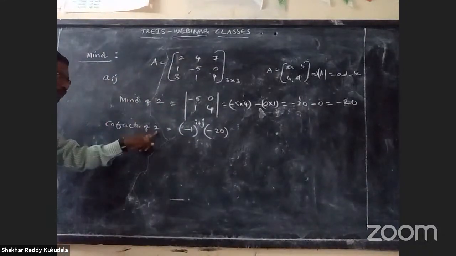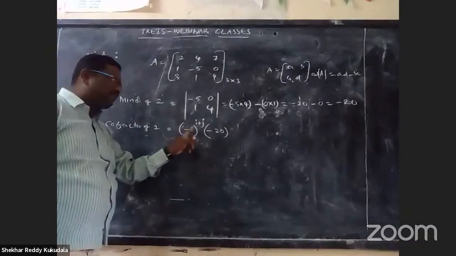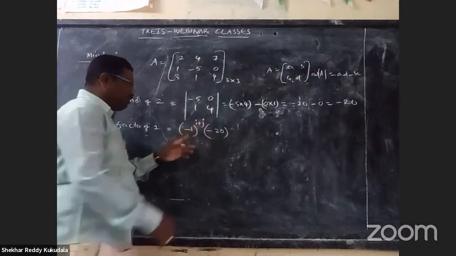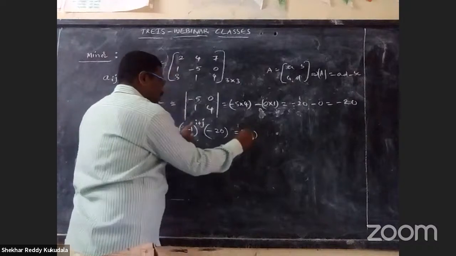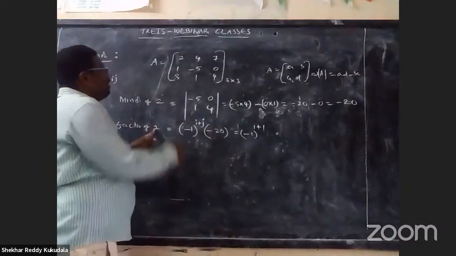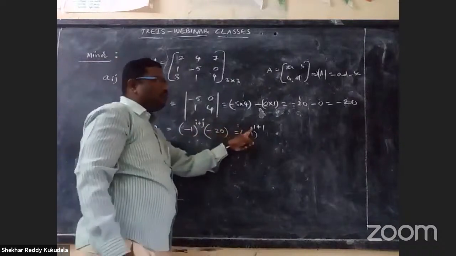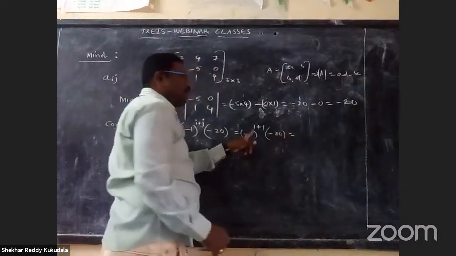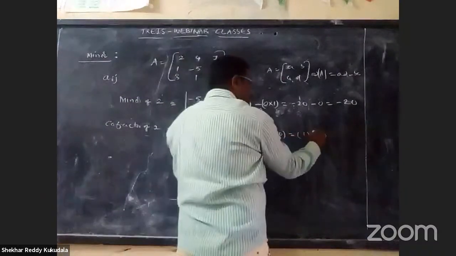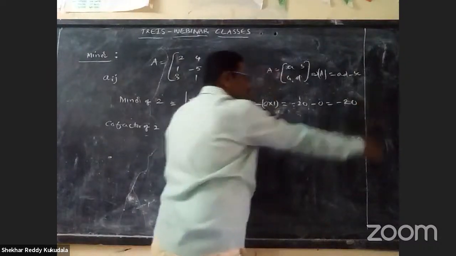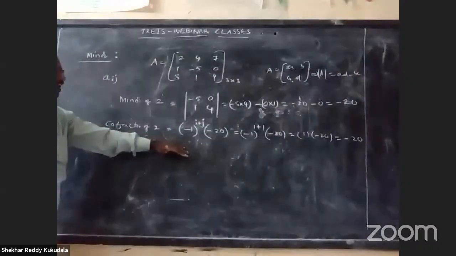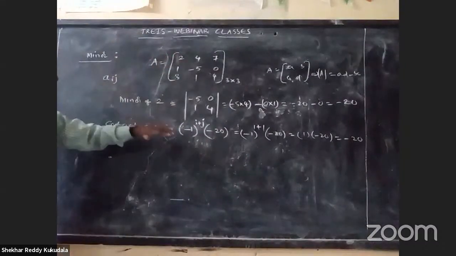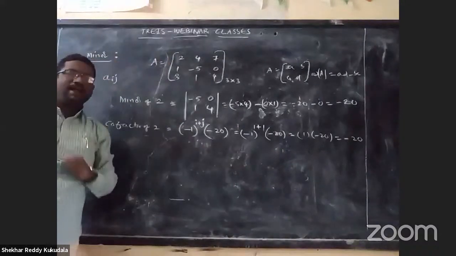So the cofactor of 2 is equal to minus 1 power, this 2 is in which row plus which column? First row, first column. So minus 1 power 1 plus 1, that is 2. i is equal to 1, j is equal to 1, and then into the minor. So minus 1 power 2 is nothing but 1, into minus 20, is equal to minus 20. In this way, we need to find the minor of an element of a matrix and the cofactor of an element of a matrix.